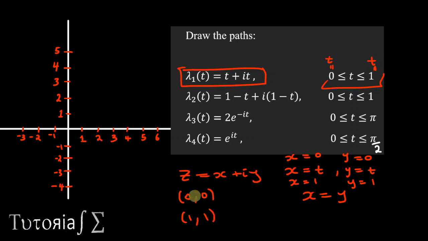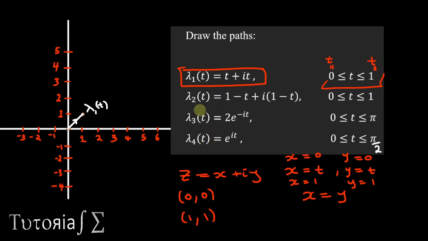So the starting point of this line, x equals y, is 0, 0, and its endpoint is 1, 1. We can draw the line x equals y from there to there, and simply put the direction going up like that. So that is the line 1, and we can label this as lambda 1 of t. And we are done. So that is the first part.